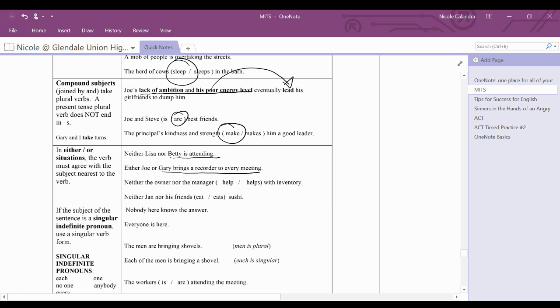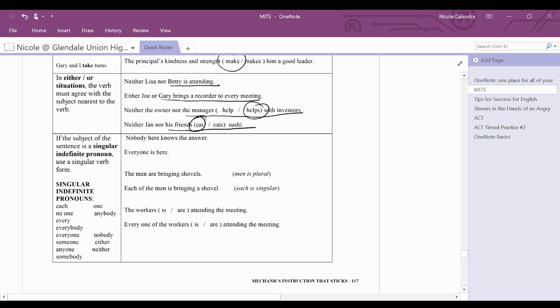Either Joe or Gary brings a recorder to every meeting. Gary brings a recorder to every meeting. You wouldn't say Gary bring, right? Okay, neither the owner nor the manager helps with inventory. Okay, manager, is it help or helps? Manager helps with inventory. Neither Jan nor his friends eat sushi.